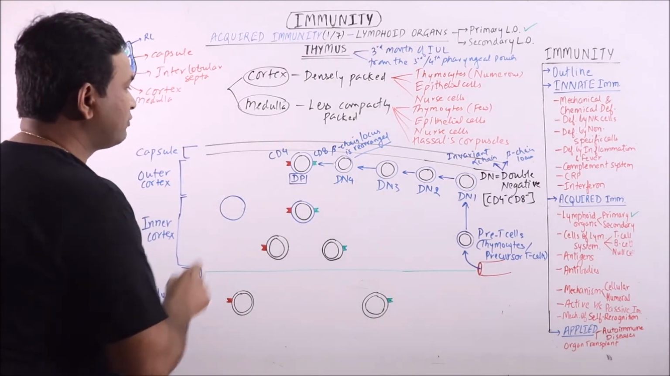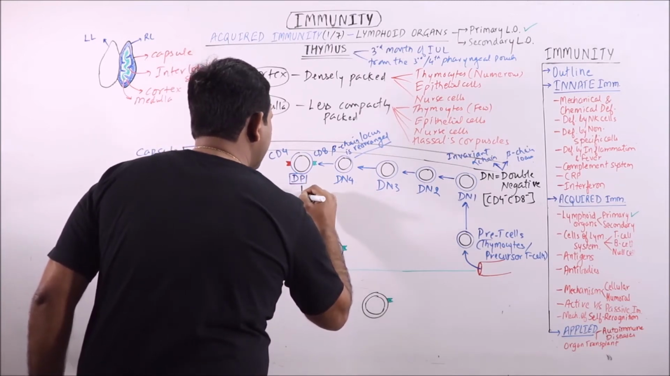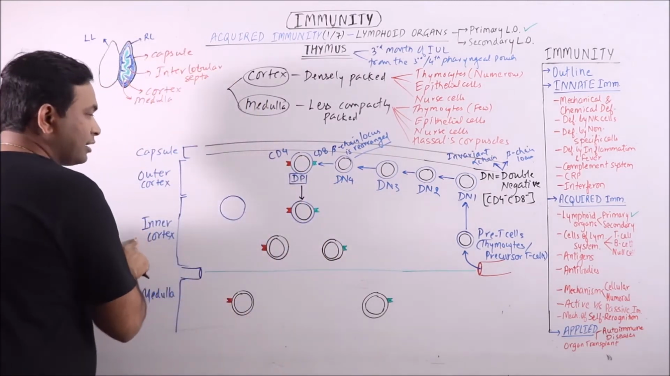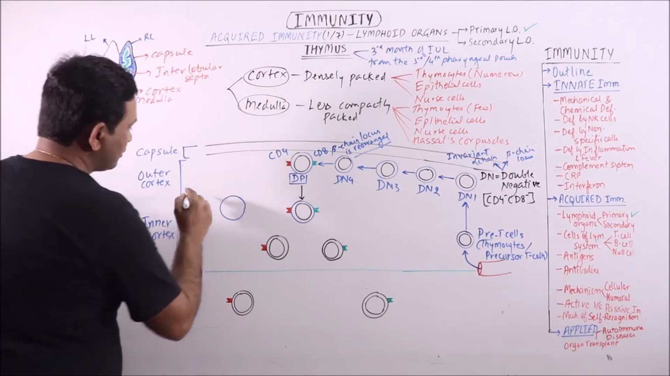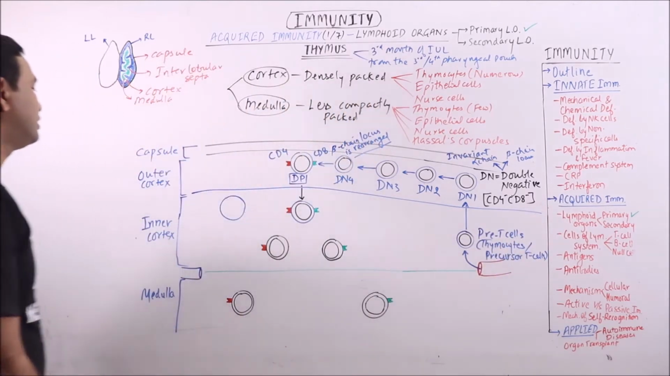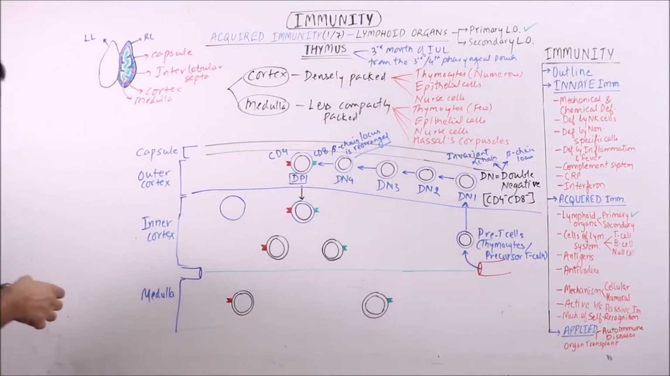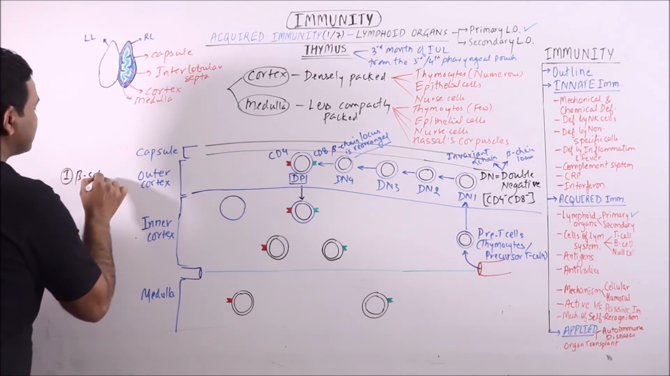Now this type of double positive cell, this stage, will migrate to the inner cortex, that is deeper part of cortex. This whole process which has occurred in the outer cortex is the first stage of development, which is known as beta selection.